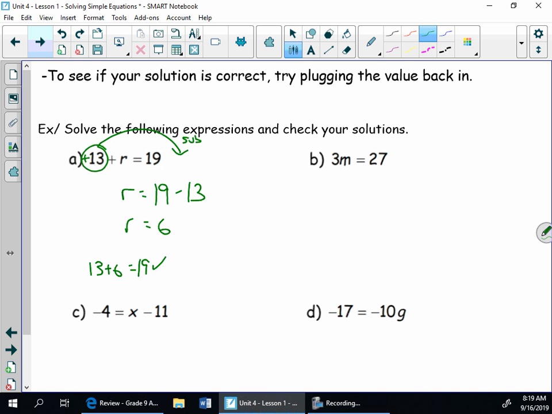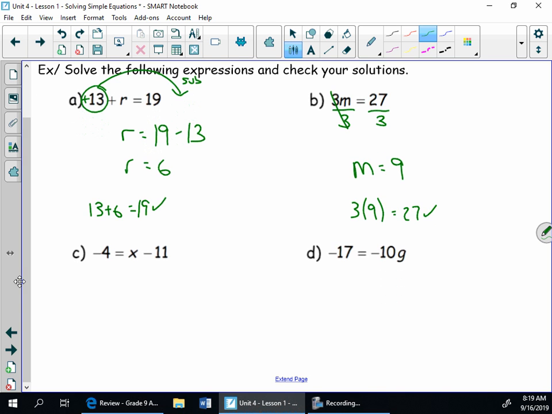All right, 3m. They're stuck together. What does that mean? It means they're multiplying. So I need to divide so I can cancel them out. But if I divide one side, I have to divide the other side, and m makes 9. Let's check it. 3 times 9 is 27. Hey, I got it right.